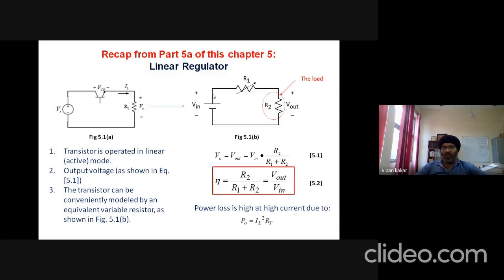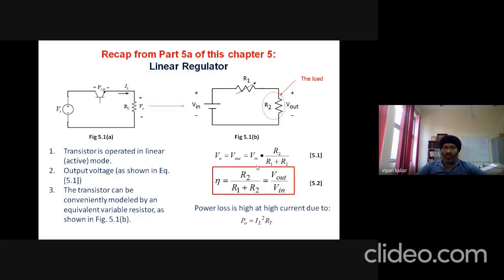So we are already aware of this equivalent model, which we can easily relate to the voltage divider circuit. Using this voltage divider circuit, we can easily find the voltage at the load, which is R2, using the voltage division principle. And then similarly, we can find the ratio of output and input, also called efficiency.